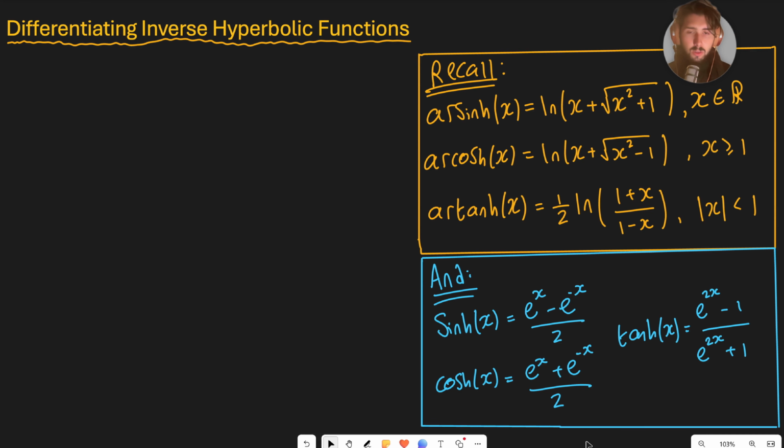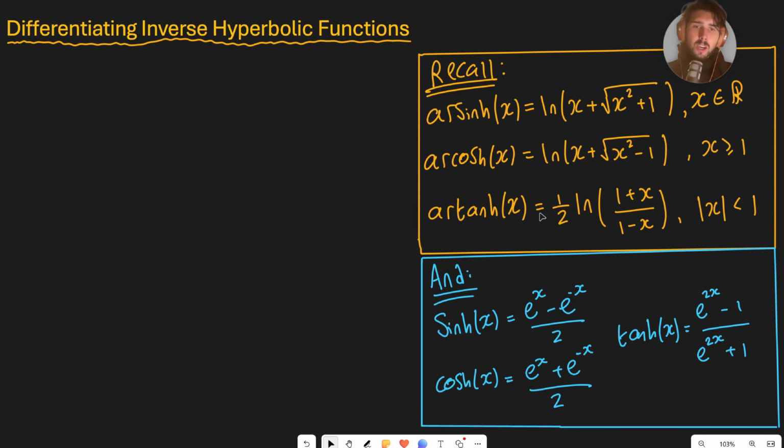So in this video, the objective is not to differentiate the original hyperbolic functions. I've already got a video on that. We're going to look at how to differentiate the inverse hyperbolic functions. Now, you can brute force this using the chain rule, and you can literally just try and differentiate ln of whatever, and it would work out. But there's a much easier way of doing it using implicit differentiation, and that's what we're going to do today. So we're going to get some very nice formulas for differentiation.